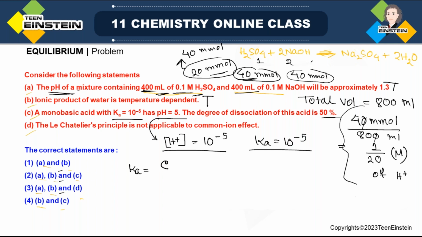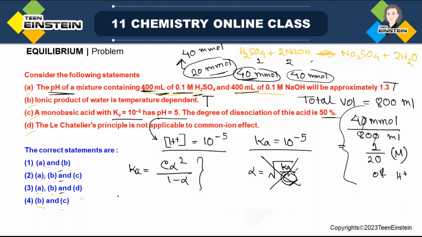Remember, K is equal to C alpha square by 1 minus alpha. This equation we have to take help of. Now don't use the other equation, which is alpha equal to root over Ka by C. Don't use this equation. Why? Because here alpha we have to find. K is given, but C is not given. Here H plus is given, not C. So that is why we cannot use that equation. We have to use this equation.